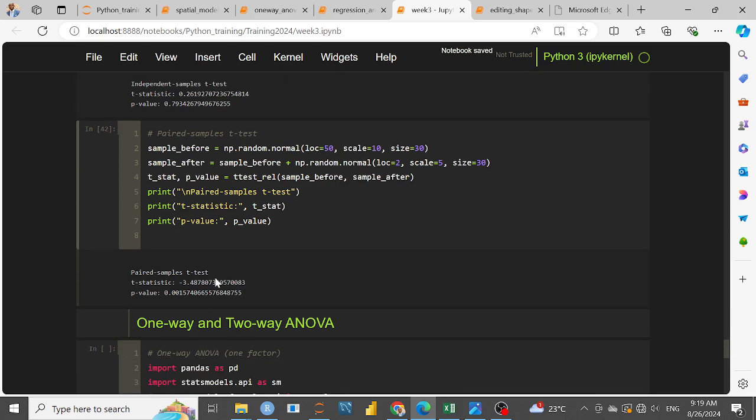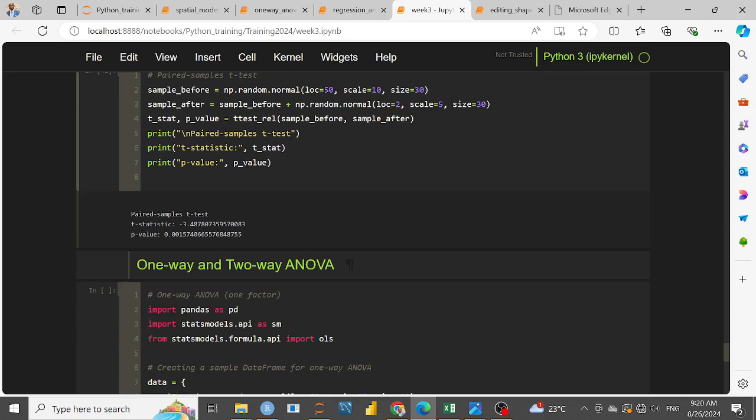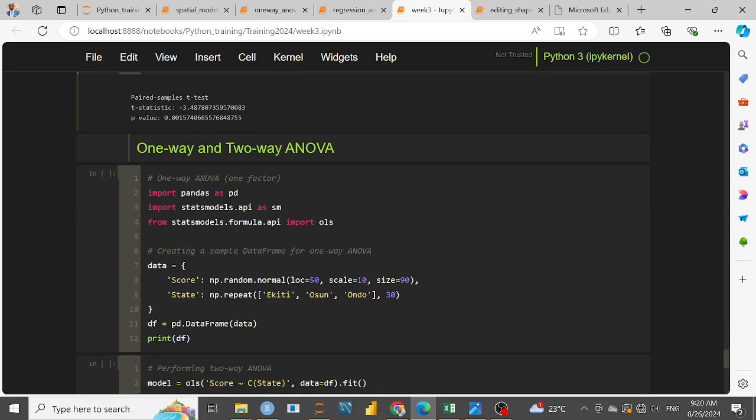And in this case, the difference between the temperature before and temperature after, for instance, they are not equal. The means are not equal. So it means the difference is significant, not just random or by chance. It's not by chance, it's significant. So let's go to one-way and two-way ANOVA.